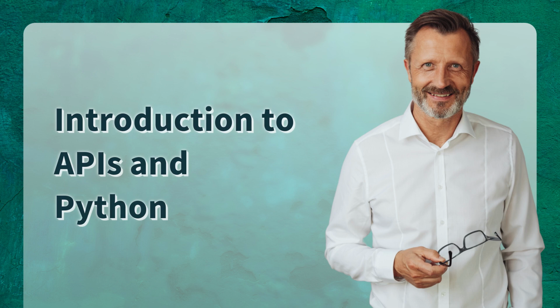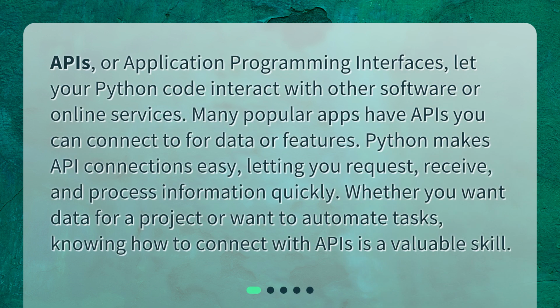Introduction to APIs and Python. The previous users are independent software and also application programming interfaces. Many popular apps have APIs you can connect to for data or features. Python makes API connections easy, letting you request, receive, and process information quickly. Whether you want data for a project or want to automate tasks, knowing how to connect with APIs is a valuable skill.